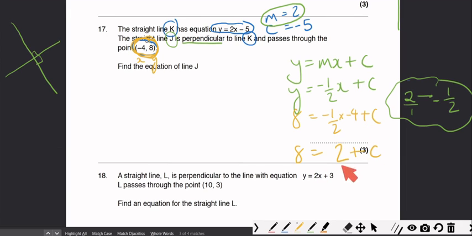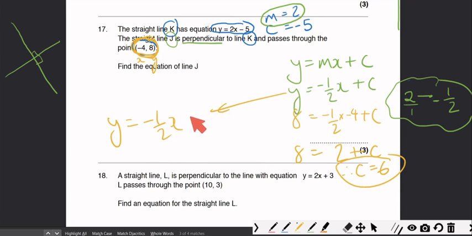Right, this you can do in your head. 2 adds something to give me 8. Therefore, c is equal to 6. So our equation of a perpendicular line is finally y is equal to minus half x. What's the value of c we just worked out? There. That's the answer.